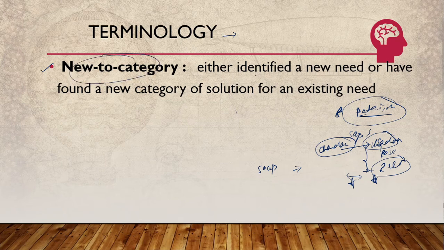The definition is: either identified a new need, that is, I felt that I need to purchase a neem soap because it is more beneficial, or found a new category of solution for an existing need. So this is the definition of new to category.